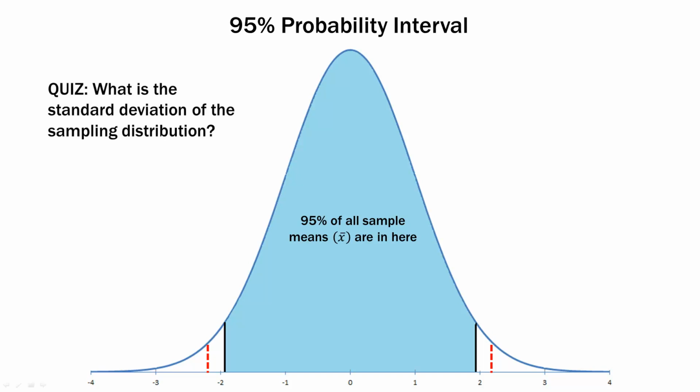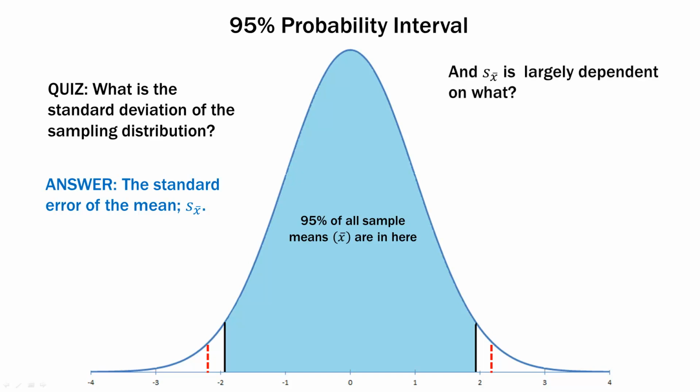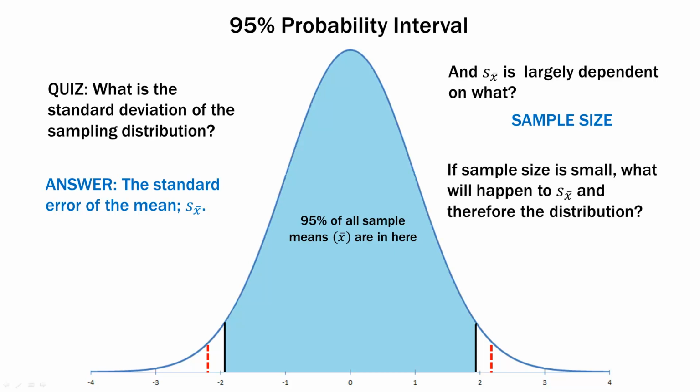So, quiz. What is the standard deviation of the sampling distribution? Well, the standard error of the mean. Remember, the standard error is just the standard deviation of the sampling distribution. And the standard error is largely dependent on what? Sample size, because at the bottom of the fraction is the square root of the sample size.